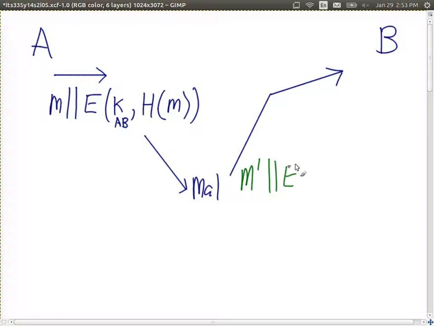We'll try some different options in a moment, but let's say that what the malicious user does is changes the first part but keeps the remaining part the same and then forwards it onto B. For example, let's say the message was 1,000 bits in length, and the encrypted part was 128 bits. So in total, we have 1,000 bits plus 128 bits in length.